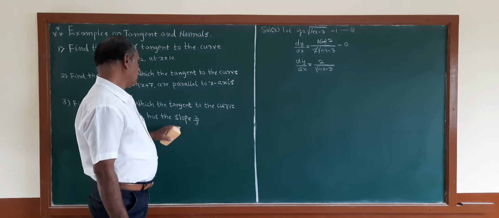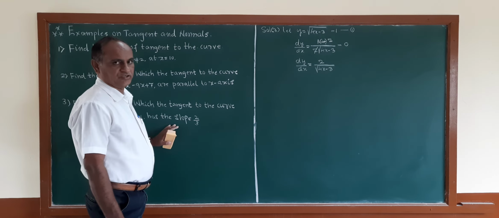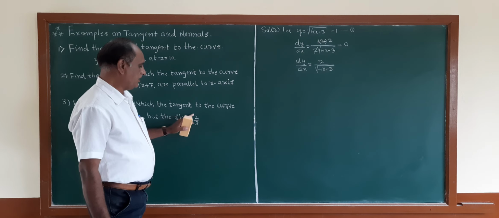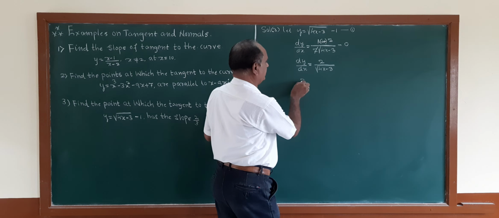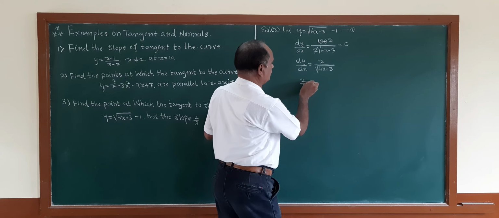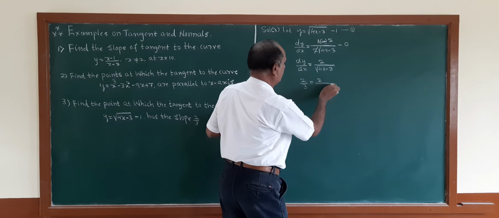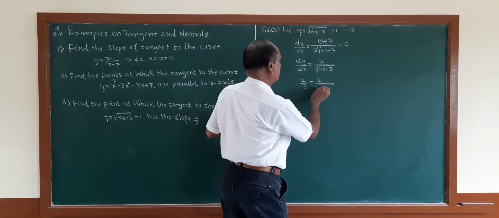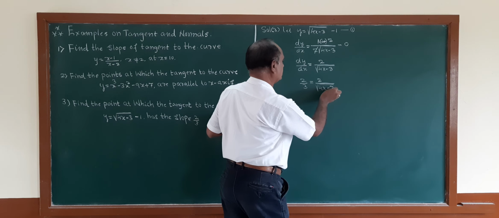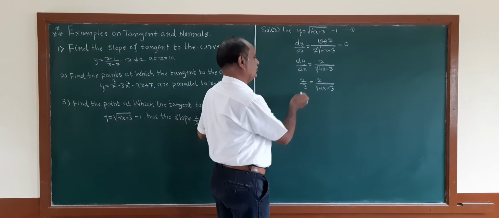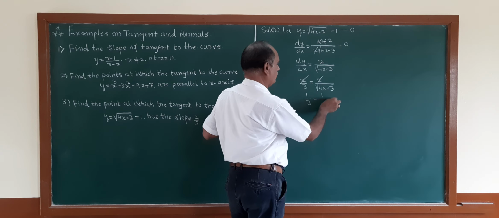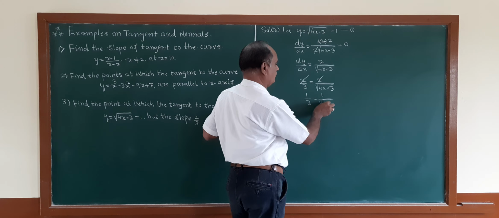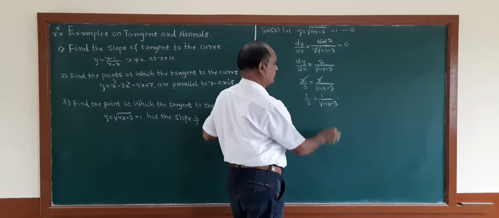The tangent to the curve has the slope. Slope means dy by dx, which is given as 2 divided by 3. So 2 divided by 3 is equal to 2 divided by the square root of 4x minus 3. You have to write it in simplest form. So the 2 can get cancelled: 1 divided by 3 is equal to 1 divided by the square root of 4x minus 3.